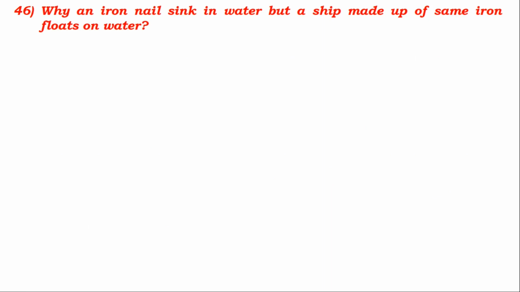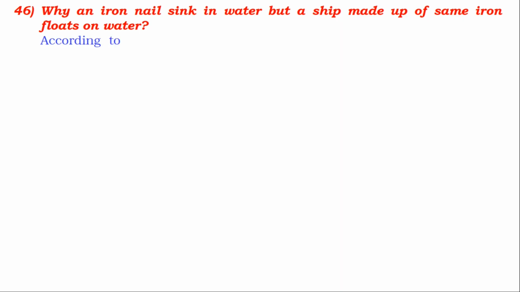Now let's go to another question. Why does an iron nail sink in water but a ship made of the same iron floats on water? Very interesting. Why does a nail sink in water, but a ship, which is also made of iron, won't sink in water? What is the reason behind this? There is hollow space in the ship. This is the major point.